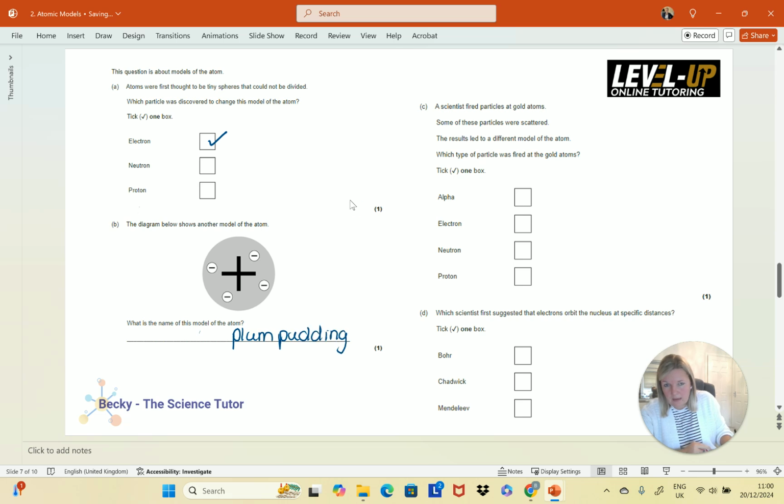Okay. Scientists fired particles at gold atoms. Some of the particles were scattered, and this led to a different model. What type of particle did he fire? So he fired alpha particles. So as I say, you've still got to have that knowledge. And part D, which scientist first suggested that electrons orbit the nucleus at specific distances? That was Bohr.